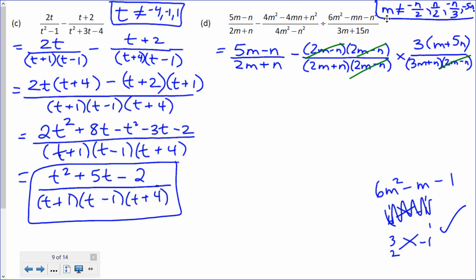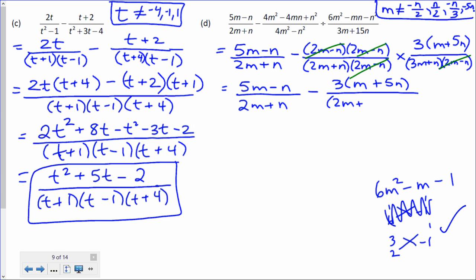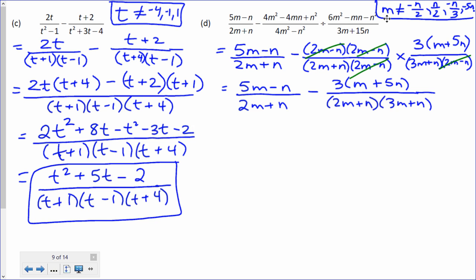So let's see what we've got. We've got 5m minus n over 2m plus n, take away numerator 3 bracket m plus 5n, and denominator is 2m plus n times 3m plus n. Okay, so take a look at your denominators. I'm subtracting now, so I need a common denominator. I need a denominator that 2m plus n will divide into, and that 2m plus n times 3m plus n will divide into.